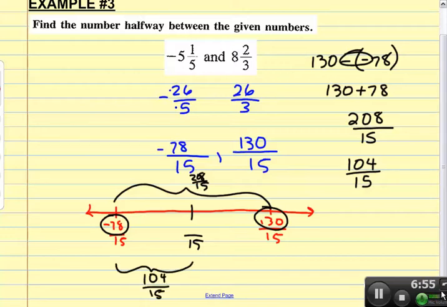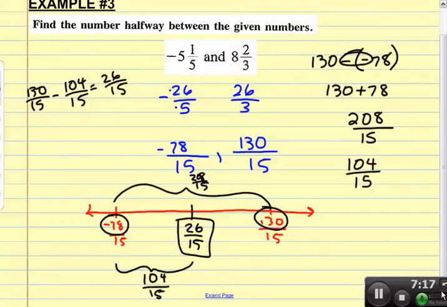Now, I can either add that to negative 78 or I can subtract it from 130. It looks like it's easier to subtract 104 from 130. So 130 over 15 minus 104 over 15 gives me 26 over 15.